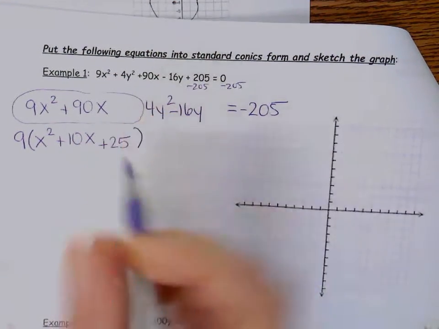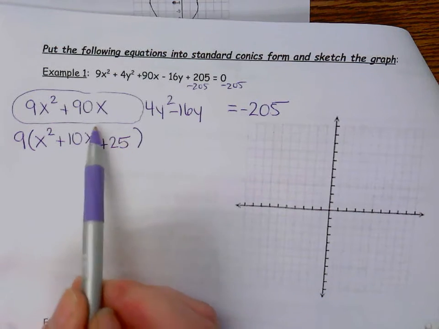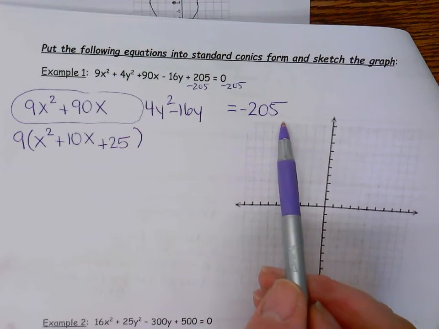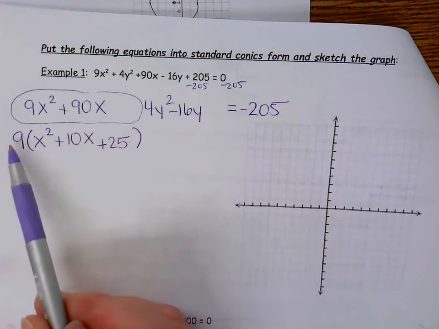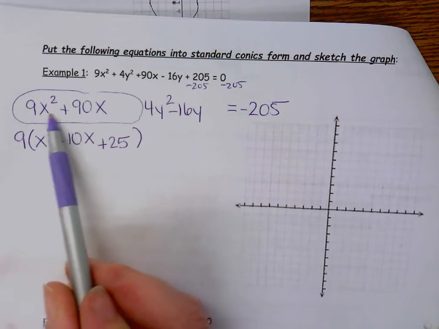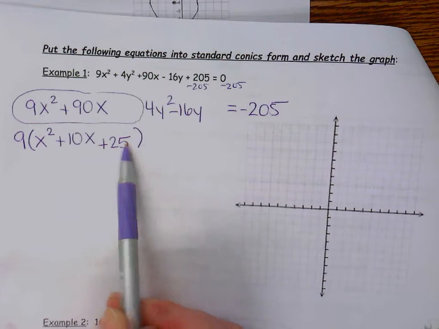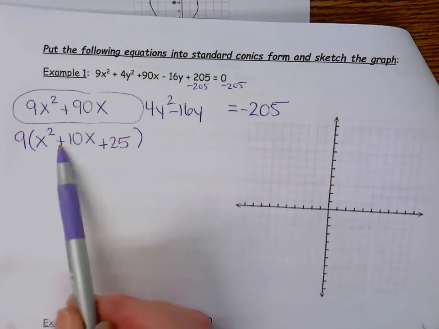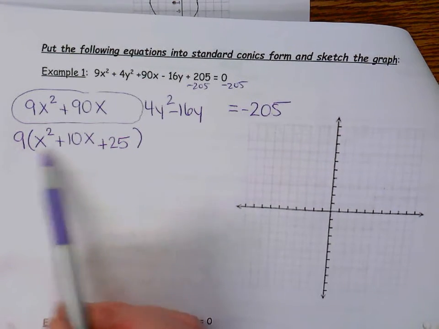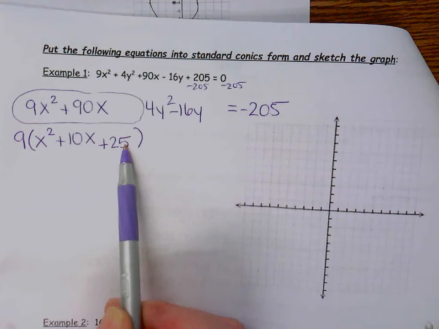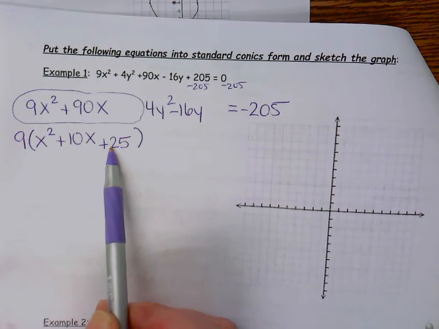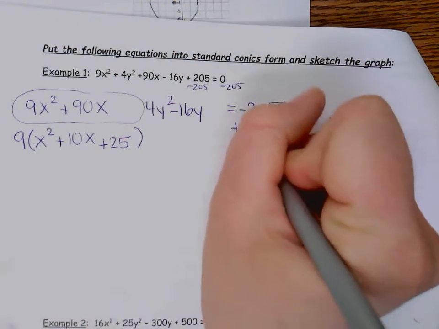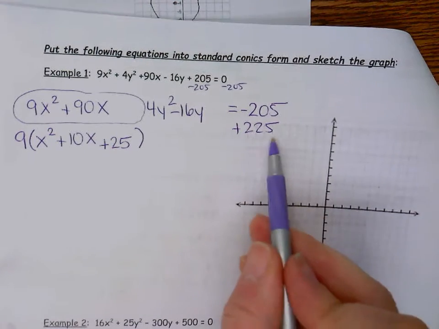So I just completed this square, but what do I need to add to the other side of the equation? Do I only need to add 25? I actually need to add 9 times 25 to the other side of the equation to keep it fully balanced, because I just added 25 inside of parentheses, right? So what is 9 times 25? 225, right? So I need to add 225 to the other side to keep this equation balanced.